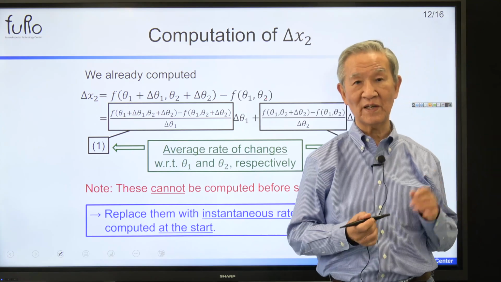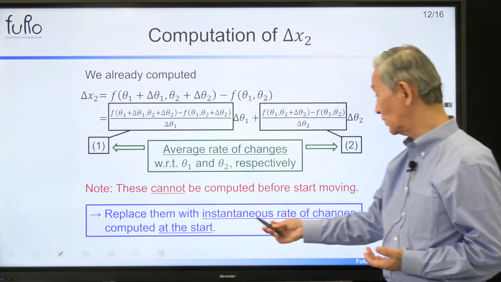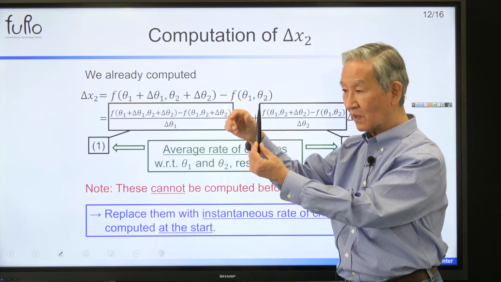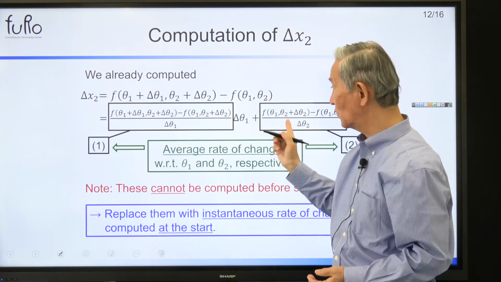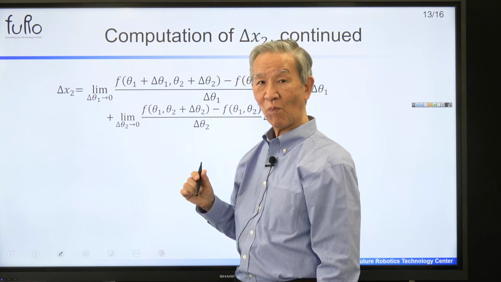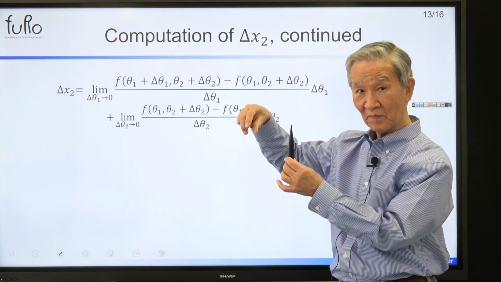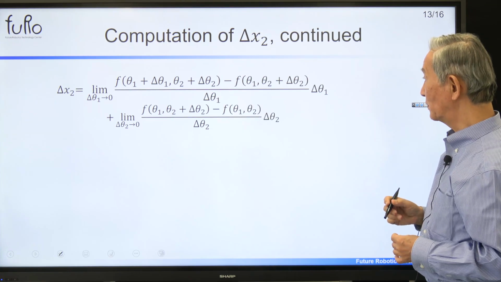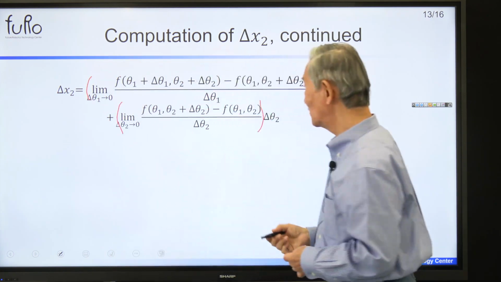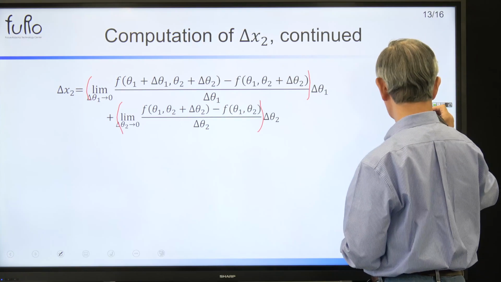So what is the engineering solution for that? Instead of that, we use something which we can compute, meaning that we replace them with instantaneous rates of change computed at the start. When you start fine adjustment, you can compute those values. How? You let delta theta 1 and delta theta 2 go to 0. Well, of course, when they go to 0, it goes to the starting position, right? So, that's what we do, but only in here. Don't let this delta theta 2 and delta theta 1 go to 0, only for those coefficients.